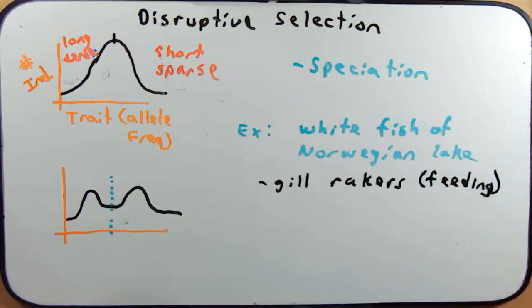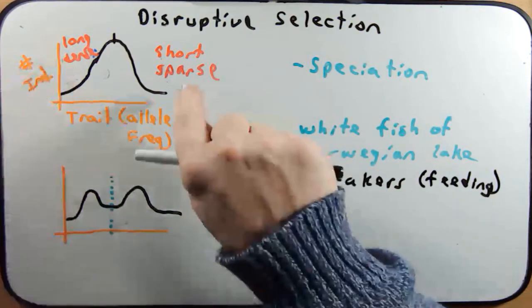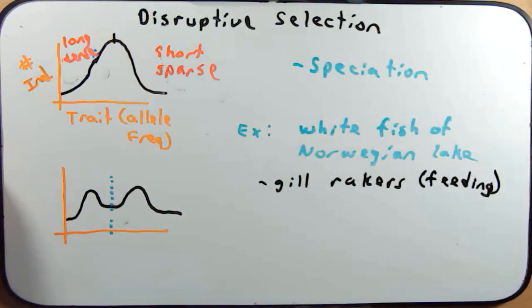What has happened in this population of whitefish of Norwegian lake is that either the long, dense gill rakers or the short, sparse gill rakers have shown to be advantageous to surviving, more likely to reproduce and to have progeny that survive if they have long, dense gill rakers or short, sparse gill rakers. Those with an average length and average density don't do as well.